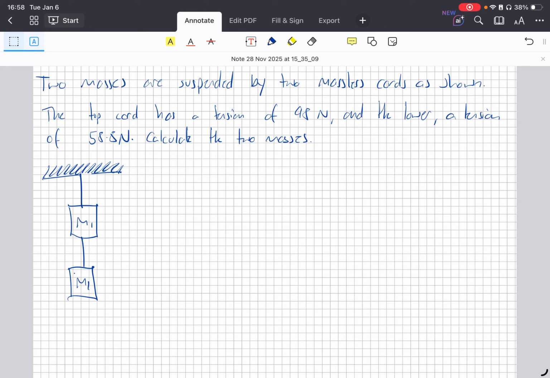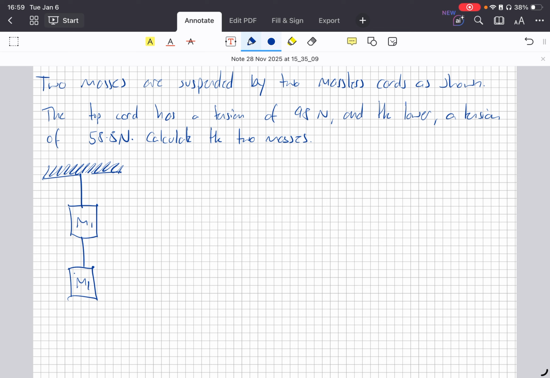Okay, here's the second example showing how we use Newton's laws again. This one's nice and simple, in one dimension. The question reads as follows: two masses are suspended by two massless cords as shown. The first cord is carrying the whole load, and the second one is connecting the two masses. The top cord has a tension of 98 newtons, and the lower a tension of 58.8 newtons. Calculate the two masses.